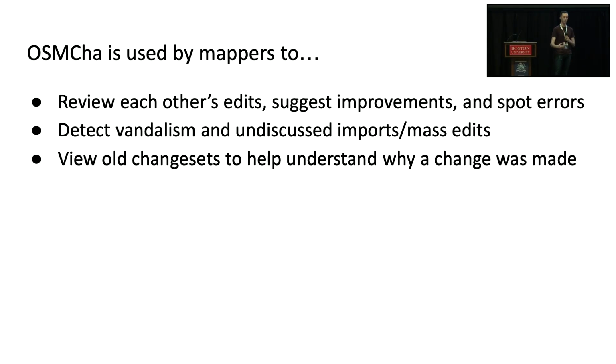So when new change sets come into OpenStreetMap, OSMCha runs a bunch of automated filters on them to determine whether they deleted 10,000 elements or whether they added 100,000 new points, suspicious looking signals that indicate that maybe a human being should go and take a look at that change set.